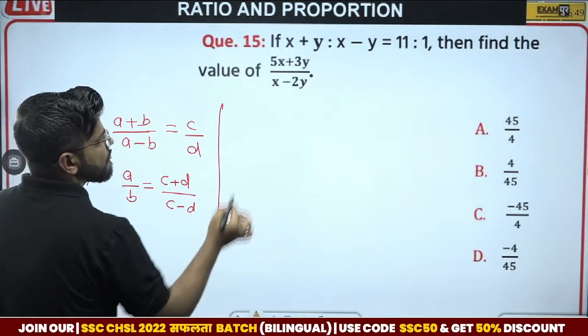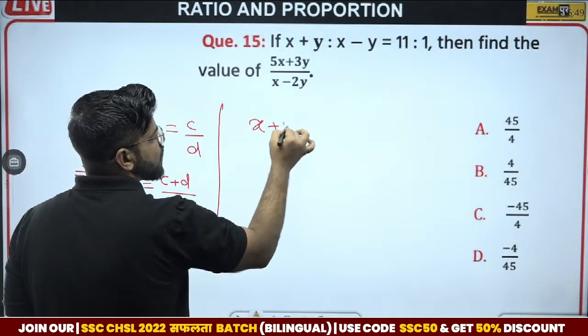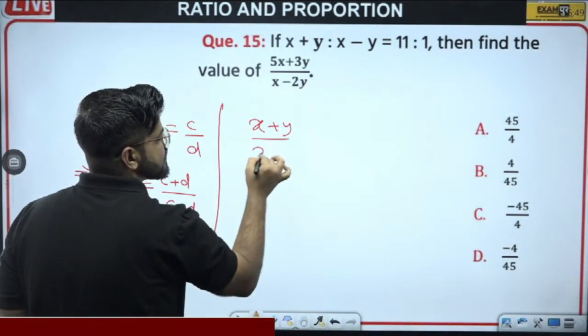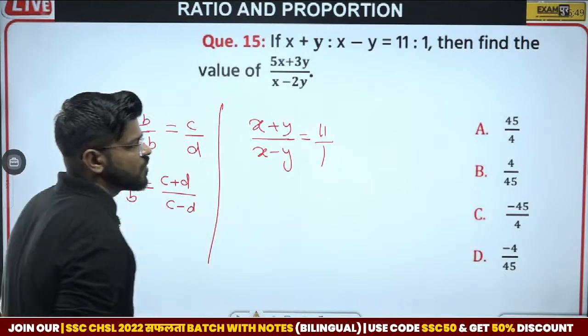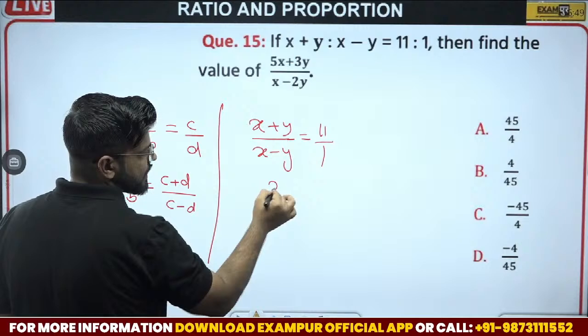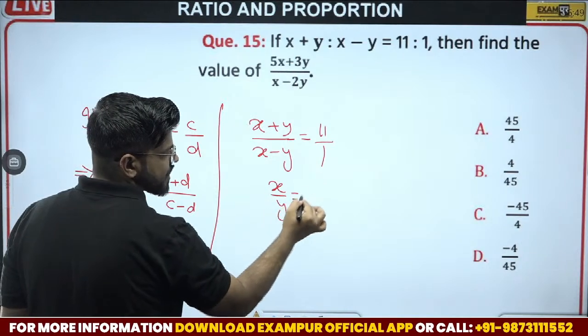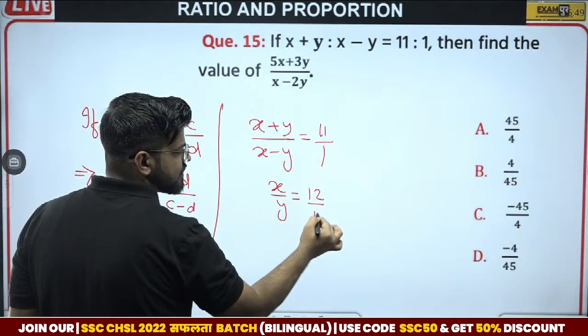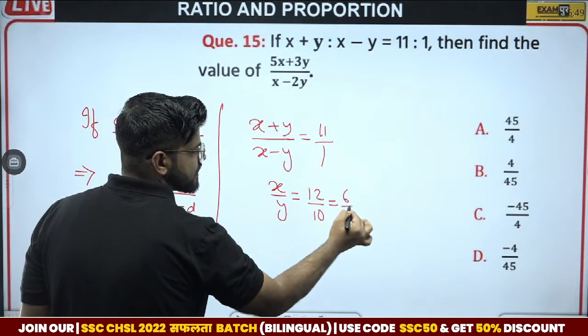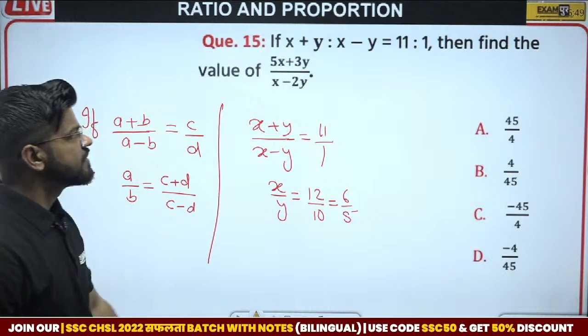What do we have here? We have x plus y ratio. We can write it like this, 11 by 1. How can we write it? We can directly write it x by y, 11 plus 1, 12, 11 minus 1, 10. What is it? It is 6 by 5.